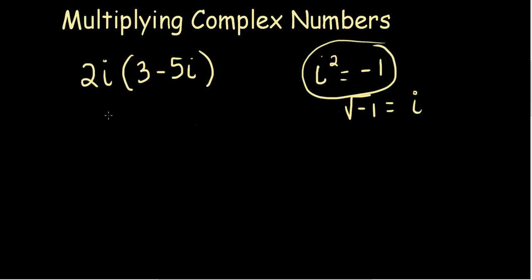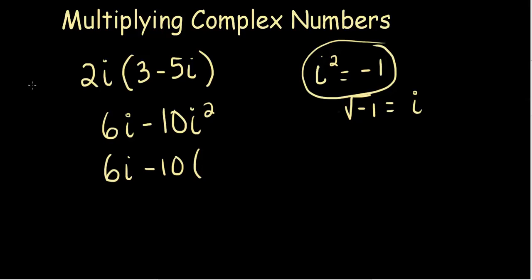So 2i times 3, that is 6i, and then 2i times -5i, that is -10i squared. But then I know that i squared is -1, so I'm going to substitute i squared with -1. I'm going to rewrite this equation, and whenever I see i squared, I'm going to write -1. So it will be 6i minus 10 times i squared, which I know is -1. And then we simplify. 6i, negative times negative, that is positive 10 times 1, that is 10.